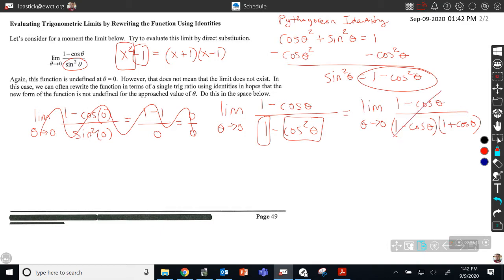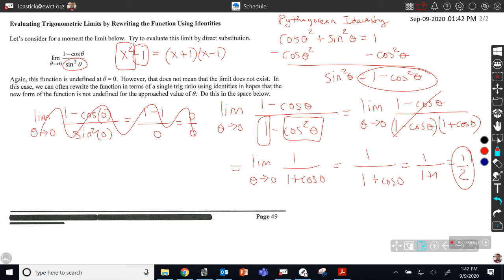Let's see, we can cross these out. So what do we got? We got the limit as theta approaches 0 of 1 over 1 plus cosine of theta. Cool. Well, now let's see if it works. We plug in 0 now. What's cosine of 0? It's 1. So now we can go ahead and get our answer. 1 over 1 plus cosine of 0 equals 1 over 1 plus 1, which equals 1/2. And we have found our limit.